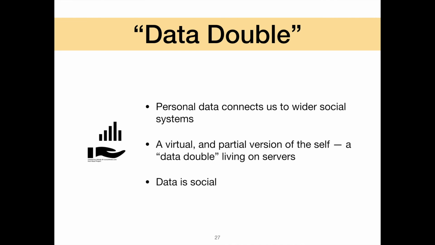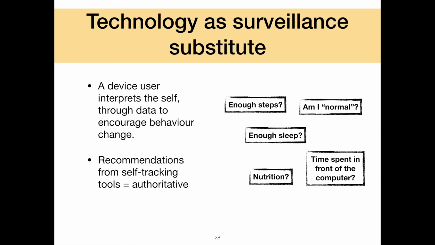We are tracked with or without our consent, and our private data connects us to a wider social system via this virtual and, in fact, somehow partial version of ourselves. We can call this a data double that is living on these servers. And our data also has a social life, as it aggregates with other data and is under analysis in combination with other types of data.